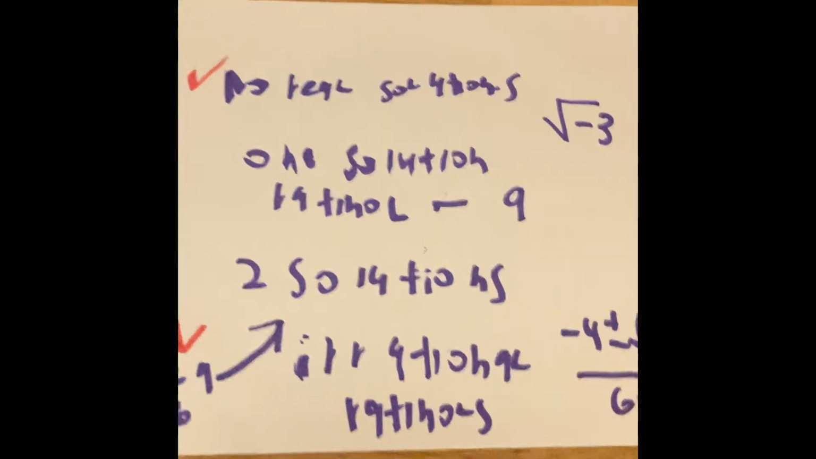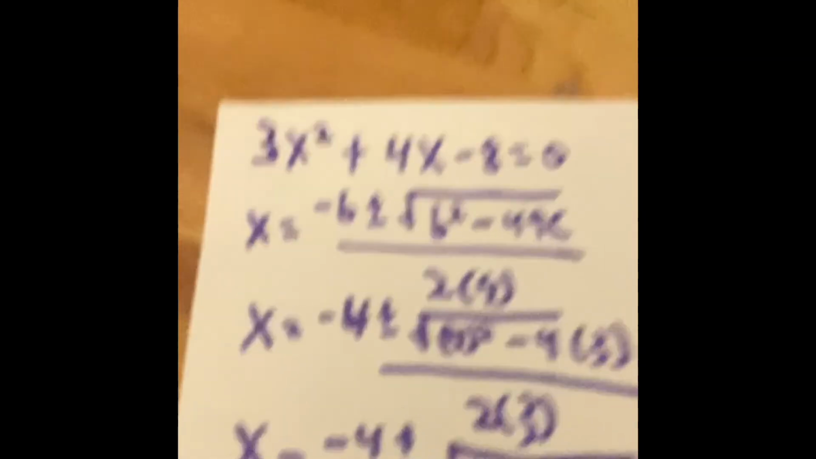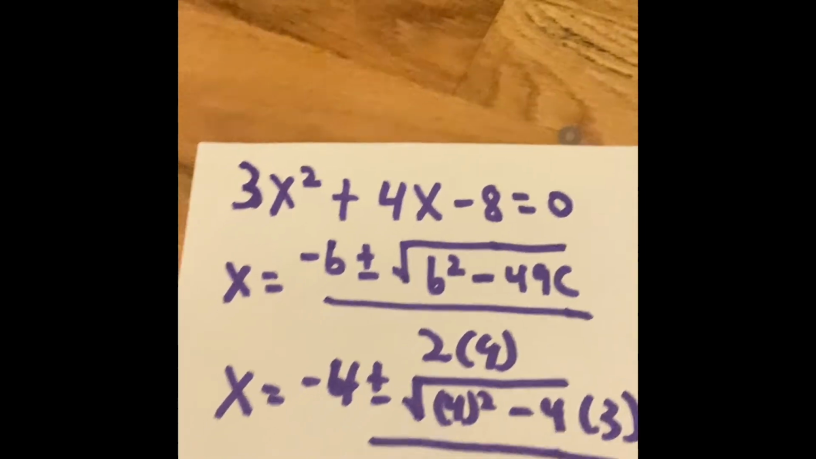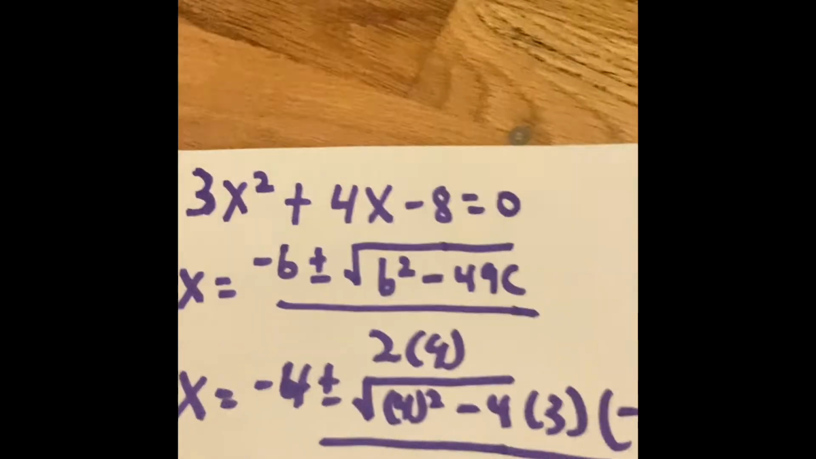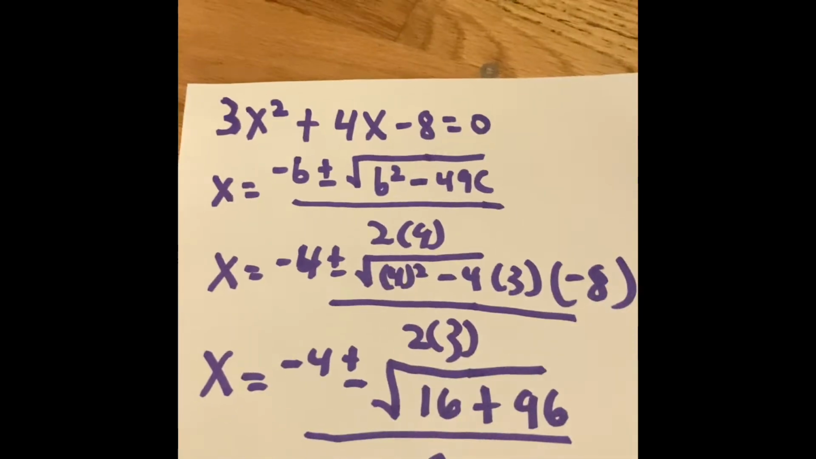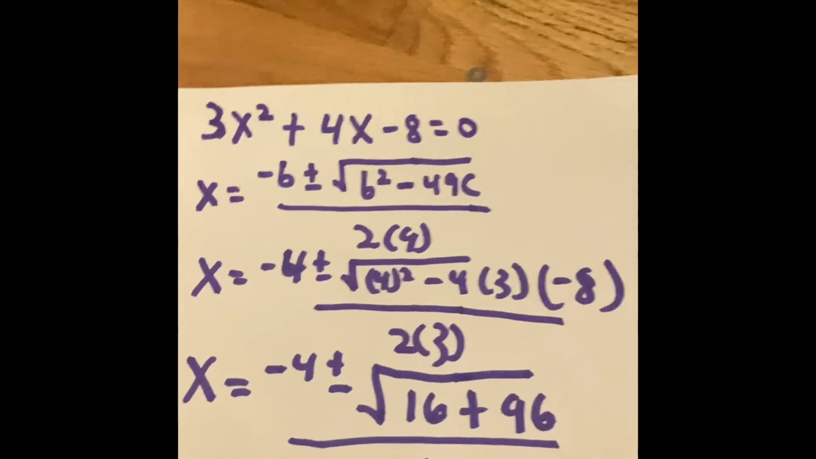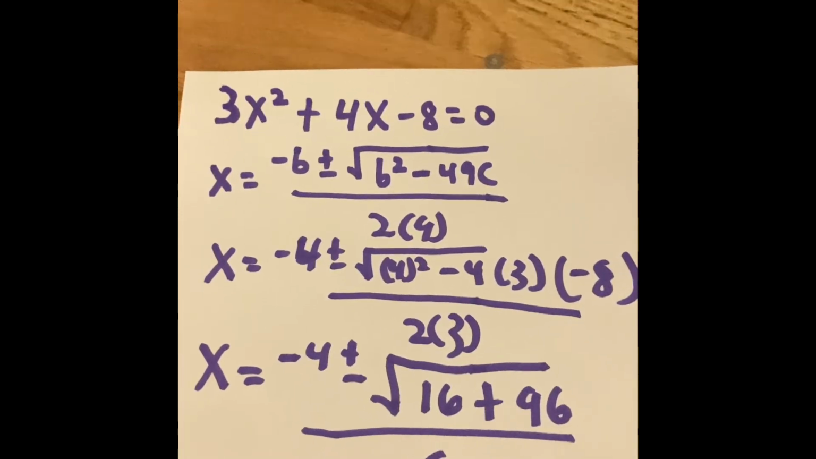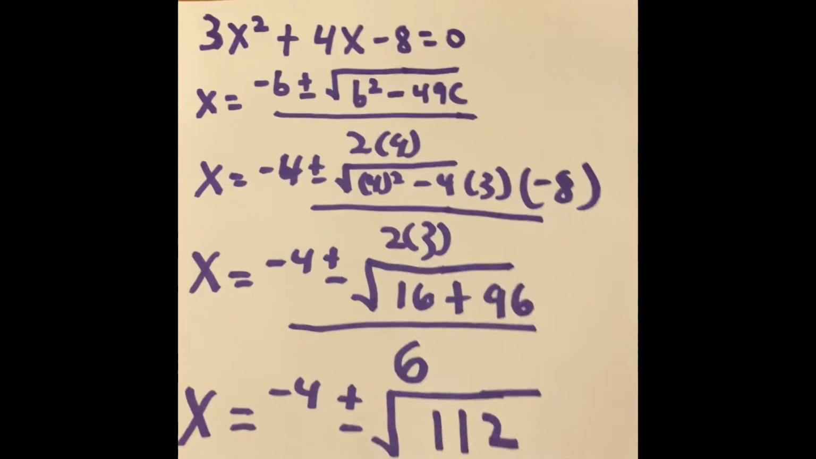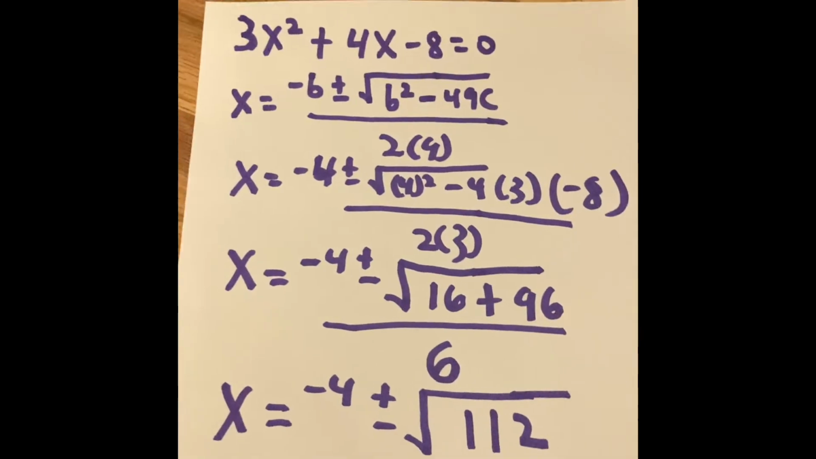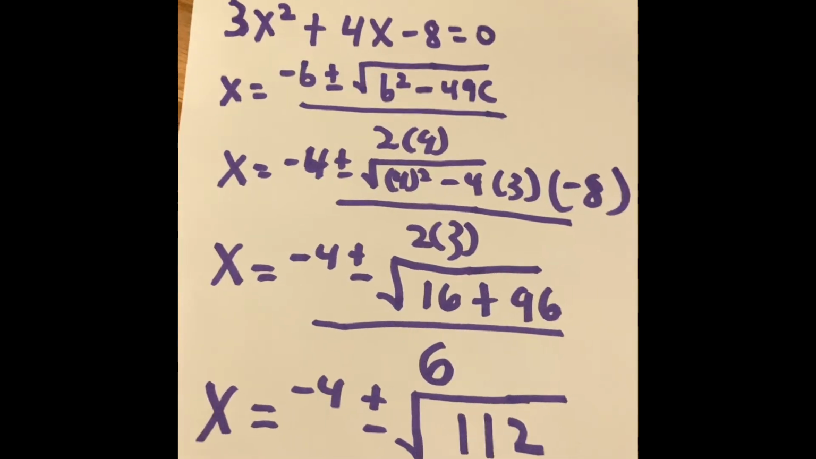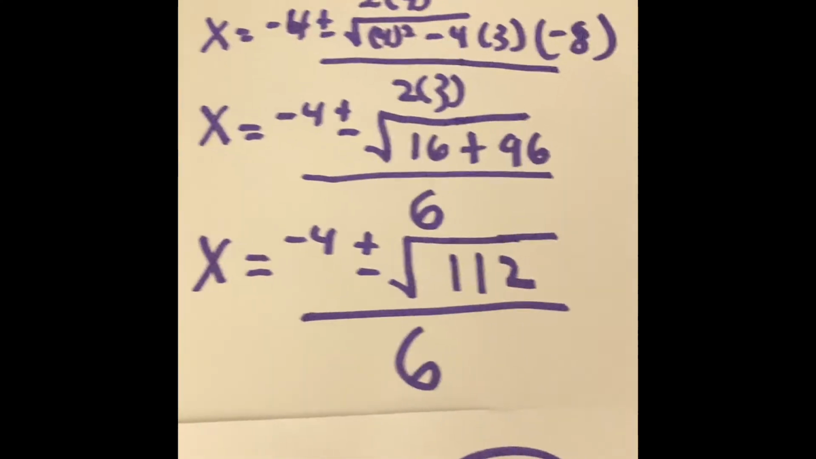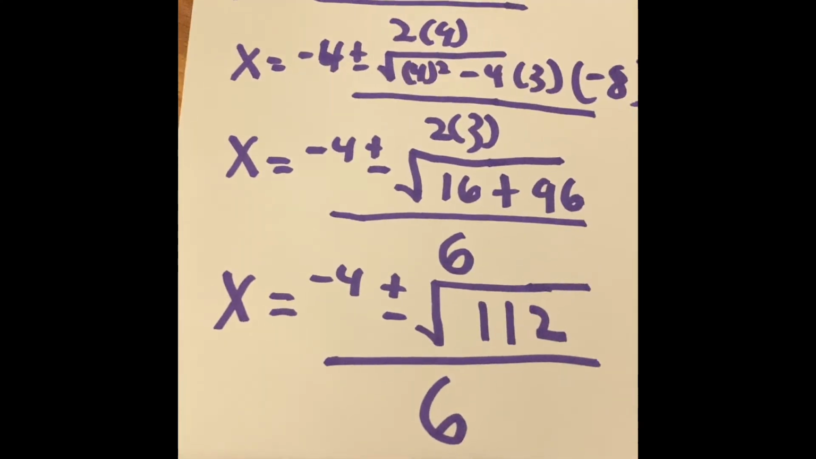Let's see what the next one is. So we have 3x squared plus 4x minus 8 equals 0. We did the quadratic formula. The second one is what the quadratic formula would look like when we put the a, b, and c values in them. And we have negative 4 plus or minus the square root of 16 plus 96, and that is equal to the square root of 112.